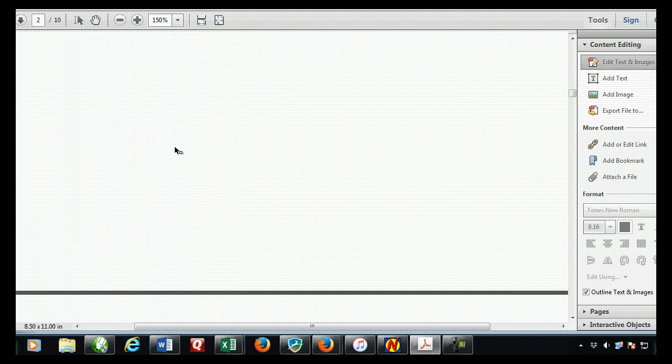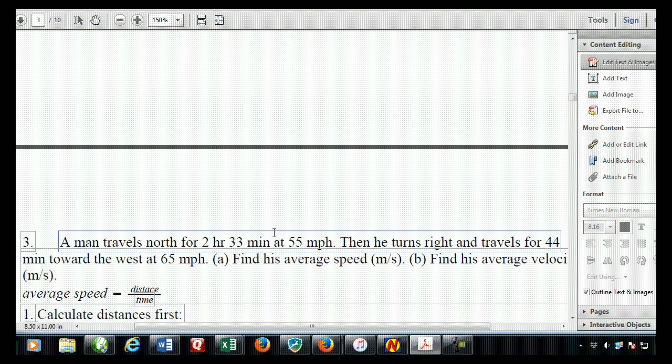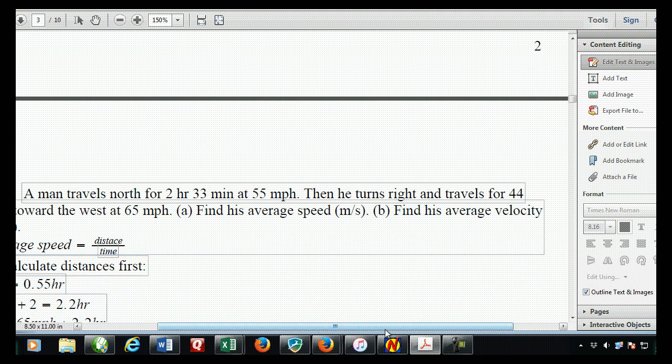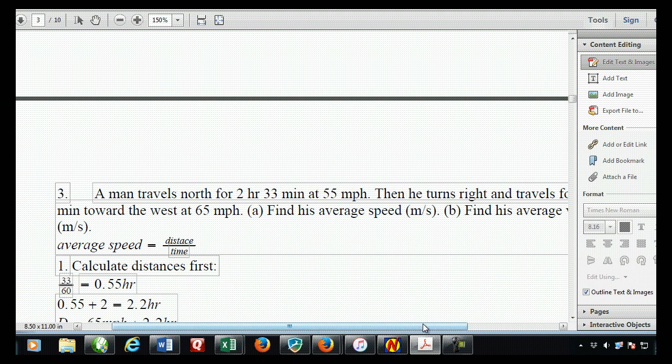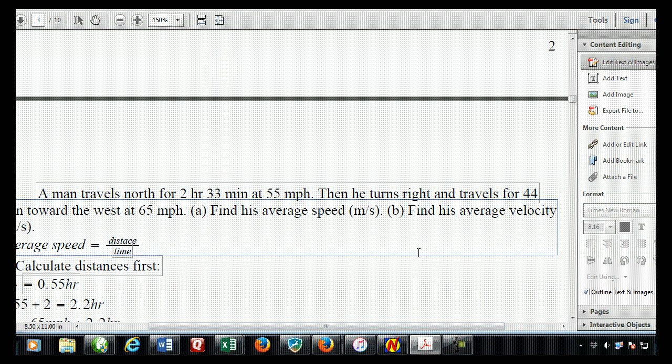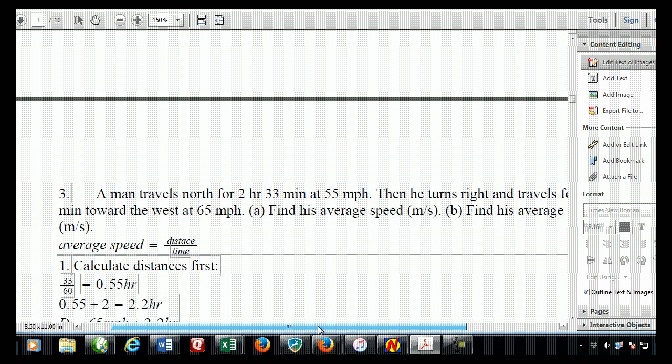Next problem. A man travels north. I think this was the hardest one because we're forgetting that this has to be an x or y problem, and I will write that up in those terms in just a second. But I wanted you to understand where my calculations came from. Find his average speed and average velocity. For speed, we had to find distance. For average velocity, we had to find displacement.